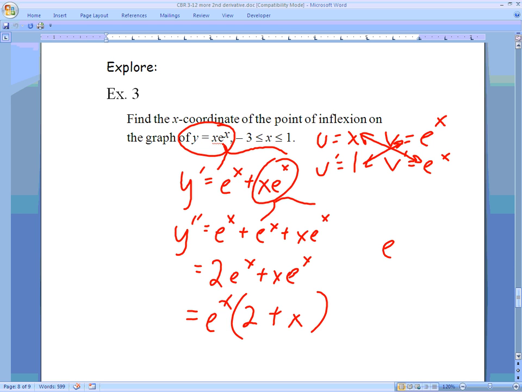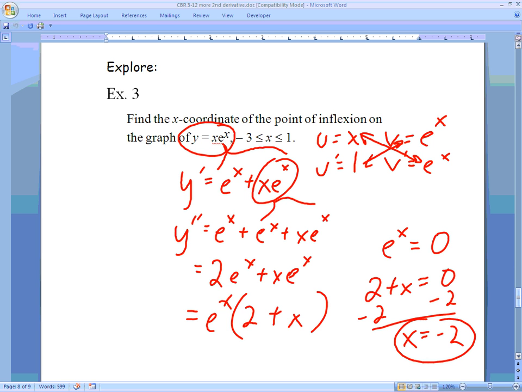So I could say e to the x equals 0. Well, that's an impossible thing. There's no exponent that will turn e into a 0. Even a 0 exponent makes it 1. So that means that I have to set the other equal to 0. 2 plus x equals 0. Subtract 2 from both sides, and I get x equals negative 2. So the x value of the point of inflection is x equals negative 2.